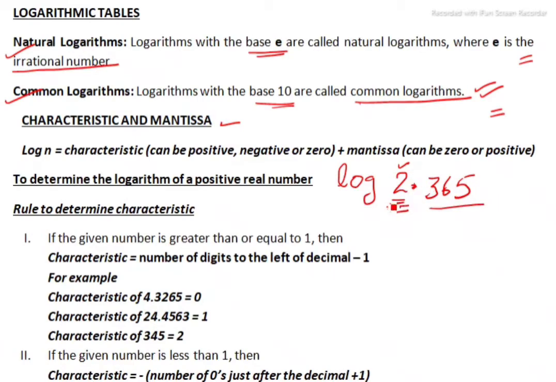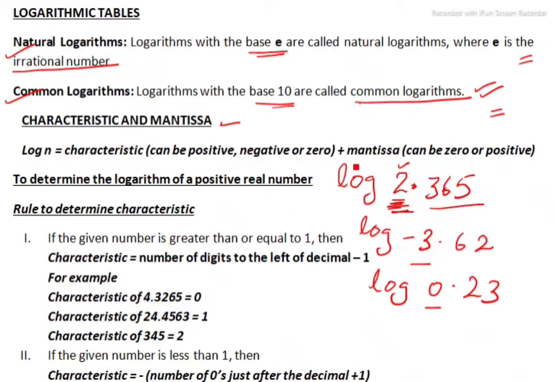Now here, this characteristic can be positive, can be negative or 0. Like we can be supposed to find out log of minus 3.62, or we have an example like log of 0.23, and we have infinite number of examples. So the characteristic can be positive, negative or 0.